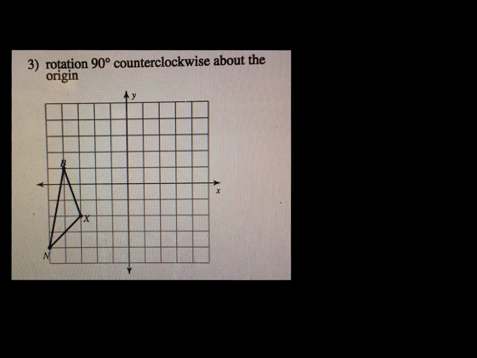So what we're going to do is we're going to look at each point individually and talk about it in relation to the origin. So remember, the origin is where your X and your Y cross. So I am just going to bold that line so that way we can really tell where the origin is. All right, let's go ahead and start with point B right here on the graph.